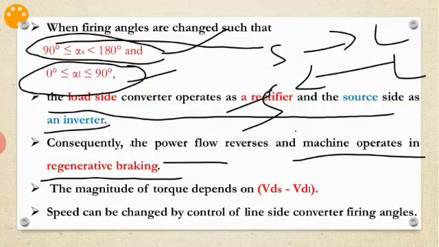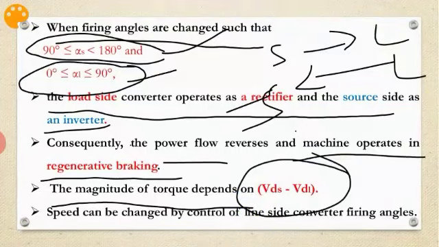Now the question will arise: what torque will the motor have? Here the magnitude of torque depends on the difference between VDS and VDL. Okay, the difference between VDS and VDL. Speed can be changed by control of the line side converter firing angle. So if you want to change the speed, we can change the line side converter's firing angle.